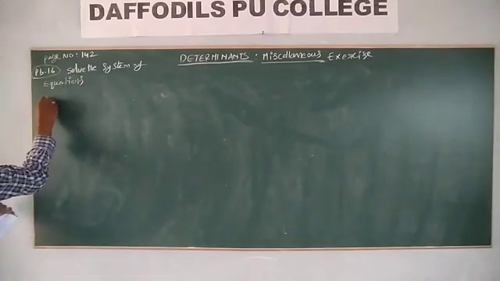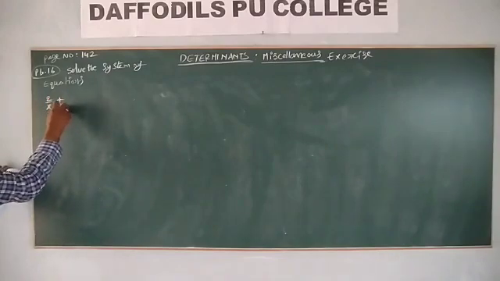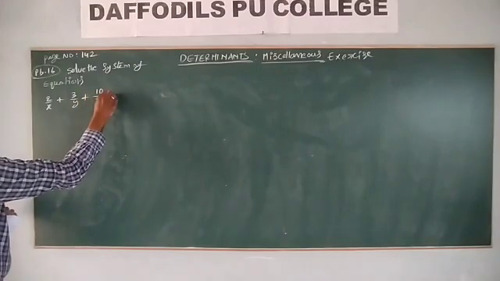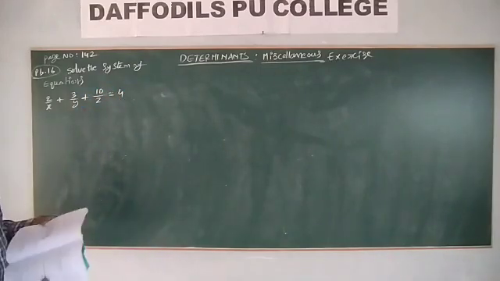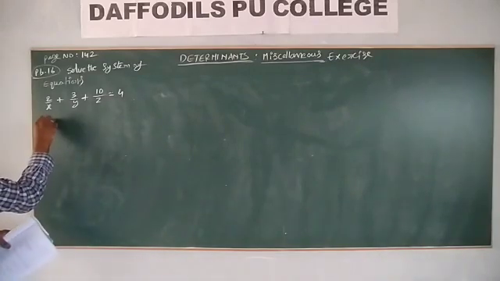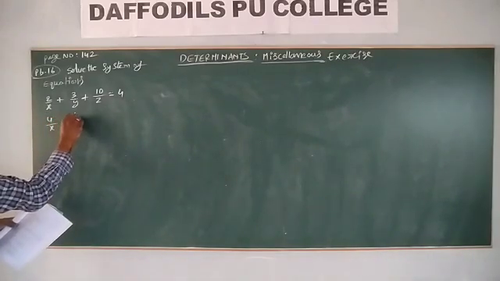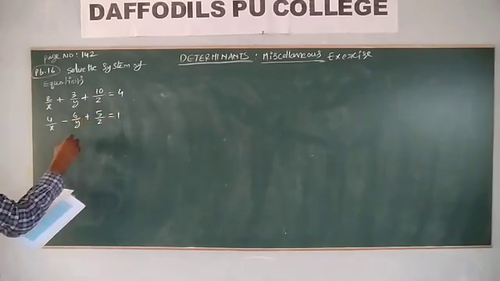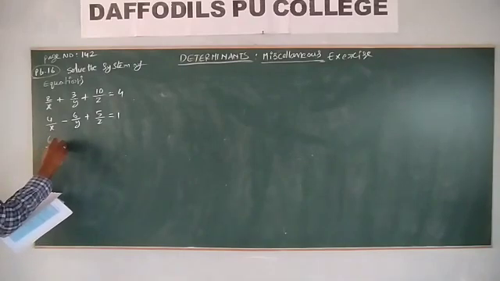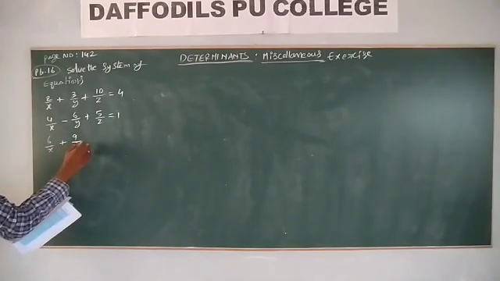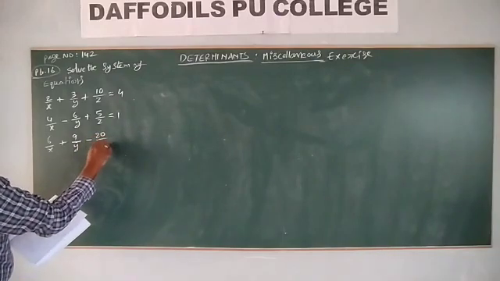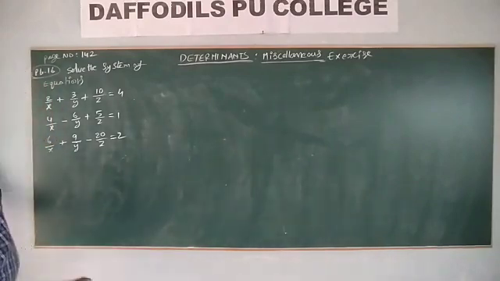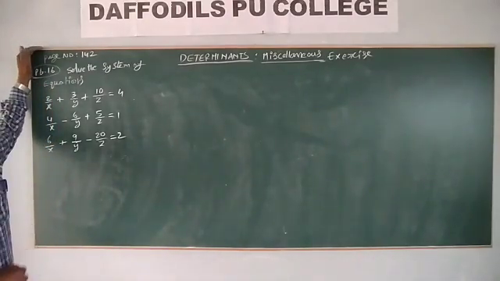System of equations: 2 by x plus 3 by y plus 10 by z is equal to 4. Next, 4 by x minus 6 by y plus 5 by z is equal to 1. And next, 6 by x plus 9 by y minus 20 by z is equal to 2. Okay, right. These are the given system of equations.